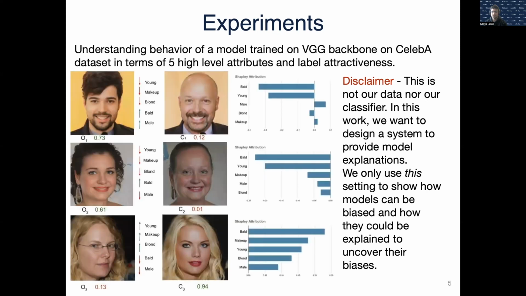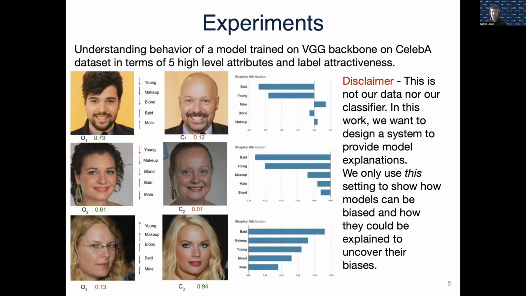We have a set of original images O sub I, and we generate counterfactual images corresponding to each original image, C sub I. These counterfactual images are generated by the user according to their own needs by increasing or decreasing high-level attributes in the original image. For instance, given original image O1, the counterfactual C1 in the first row was generated by decreasing youngness, makeup and blonde hair while increasing the attributes of baldness and maleness. This is made possible by our shift predictor algorithm.